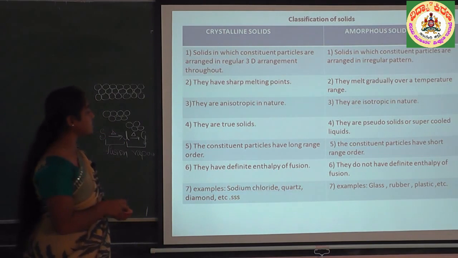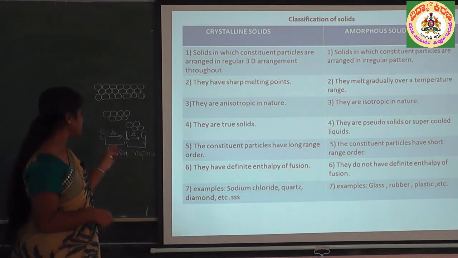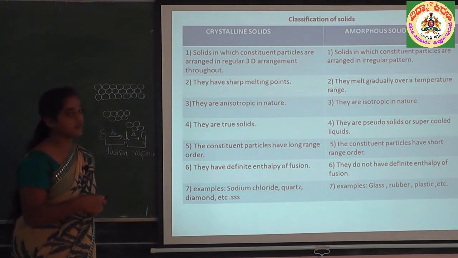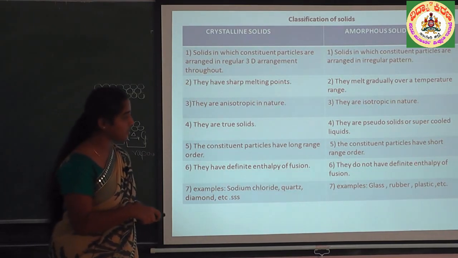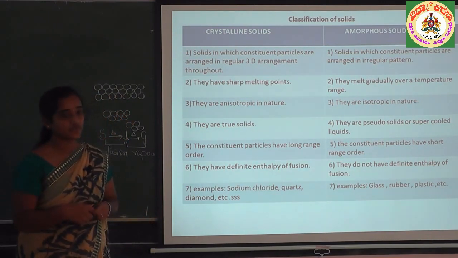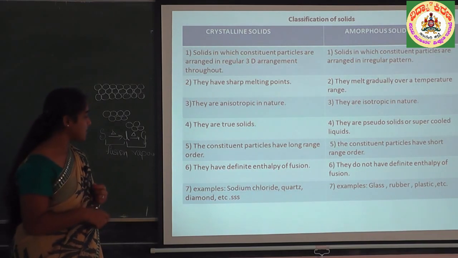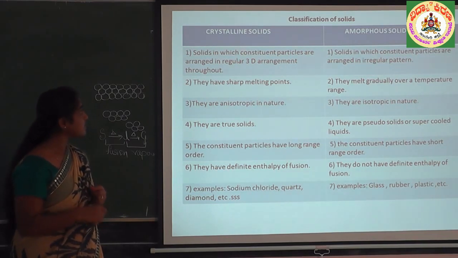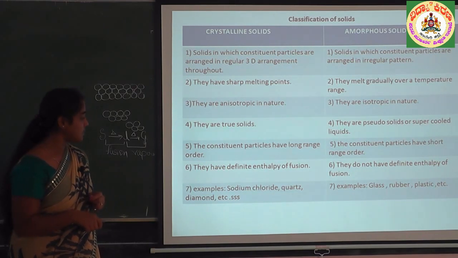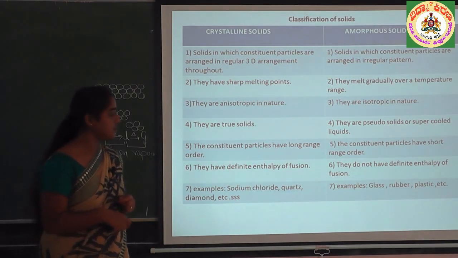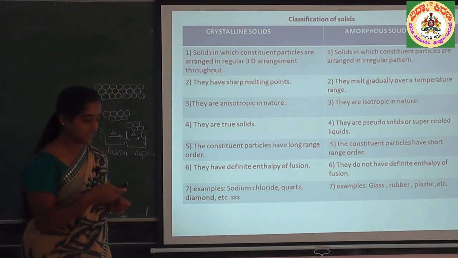Here the sixth difference is that they have a definite enthalpy of fusion. Suppose we heat crystalline solids, they are completely converted into liquid, but amorphous solids do not have a definite enthalpy of fusion. Some particles remain as solids in amorphous solids. Okay, the last one is examples. Examples for crystalline solids are sodium chloride, quartz, diamond, etc. In amorphous solids, examples are glass, rubber, and plastic.